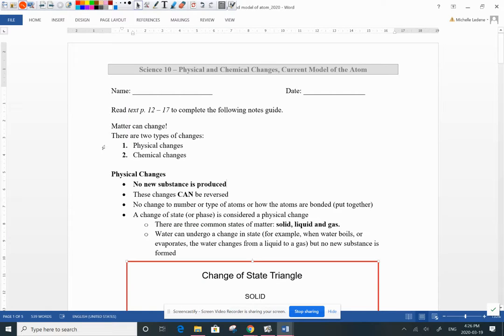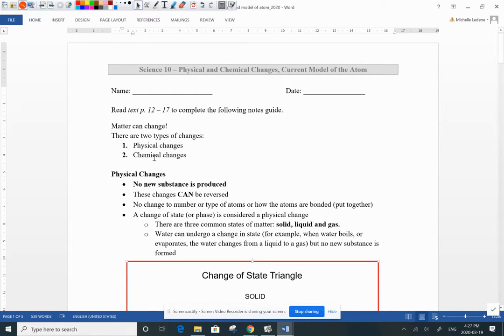Good morning, Science 10s. So today we are talking about physical and chemical changes, the model of the atom, and the periodic table. So you should have your notes guide posted on Google Classroom, or maybe you picked it up from school. Anyways, this one is talking about physical and chemical changes.